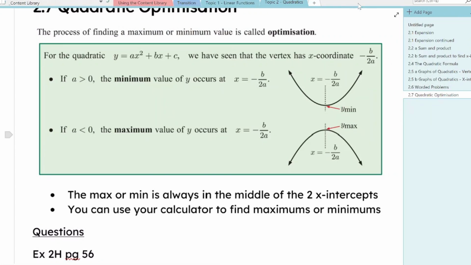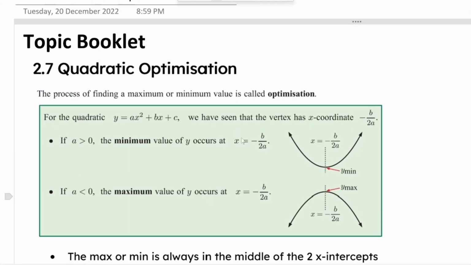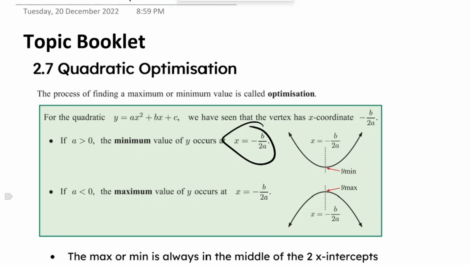Alrighty, in this video we're going over quadratic optimization. So it's a similar process to worded problems, but this time we're trying to find a maximum or a minimum rather than an x-intercept. The key formula we need to use is that the vertex happens at minus b over 2a in a quadratic. So if your equation looks like ax squared plus bx plus c, it would be minus b over 2a, which is the vertex.